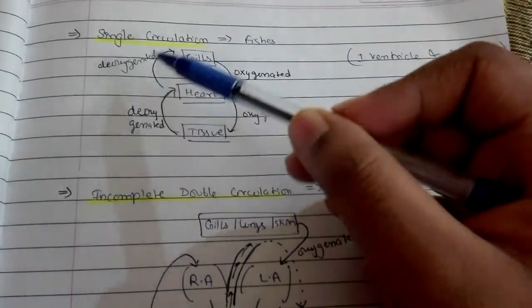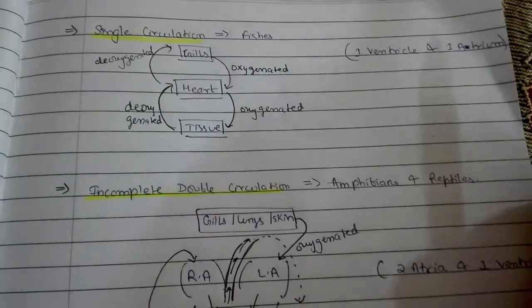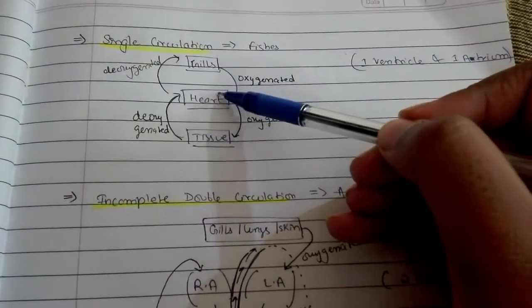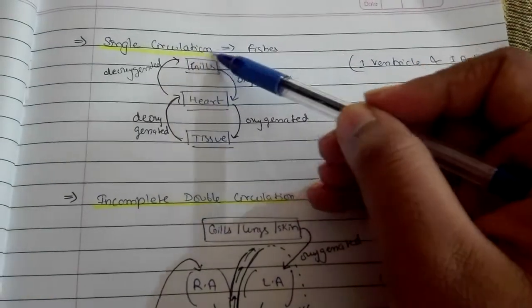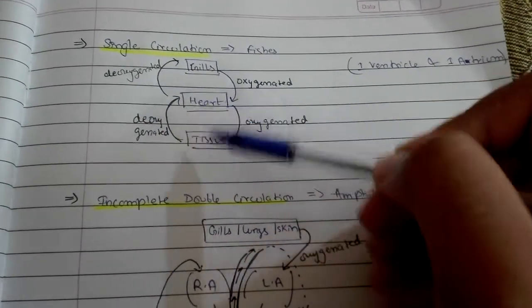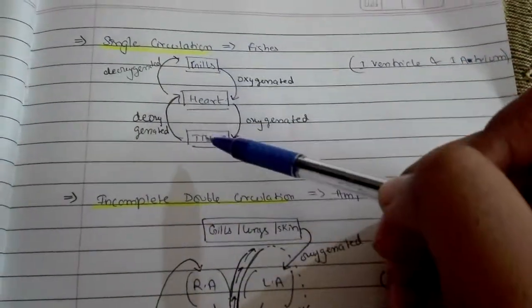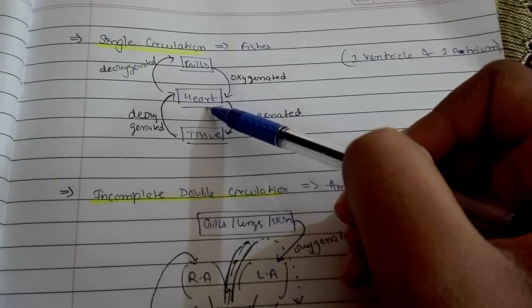and the heart again gives the deoxygenated blood to the gills, and so on. This cycle is repeated, hence this is called the single circulation cycle, because if you see this cycle from here, it goes through the heart only one time, and then here, done. So the blood passes only one time through the heart in single circulation.